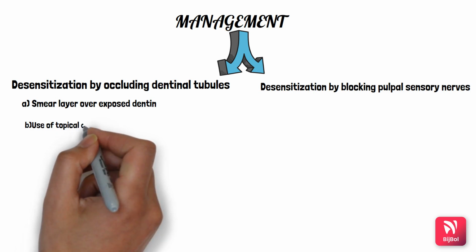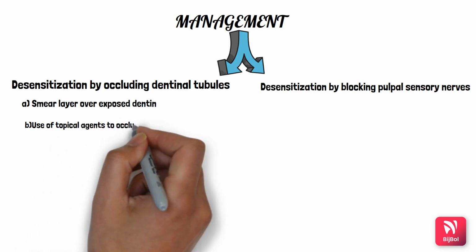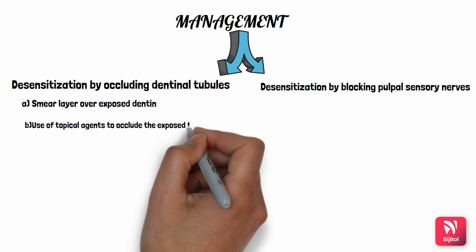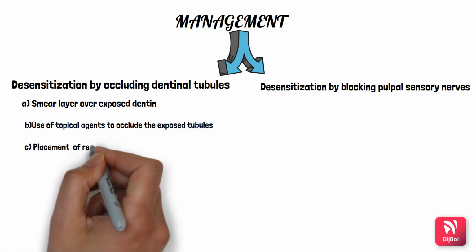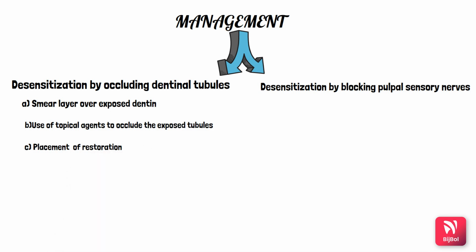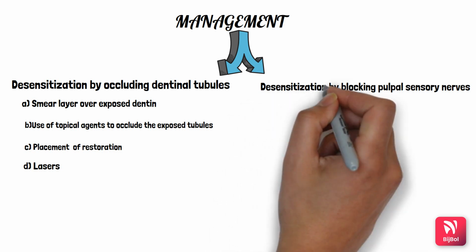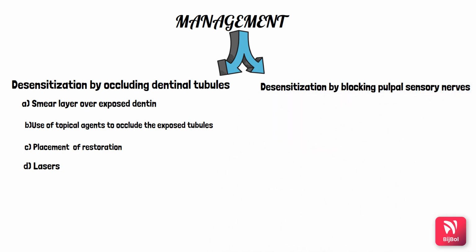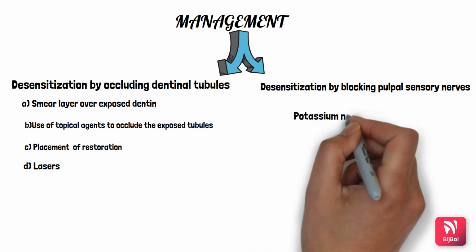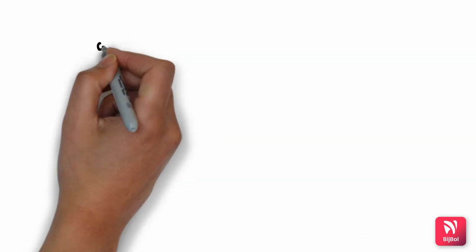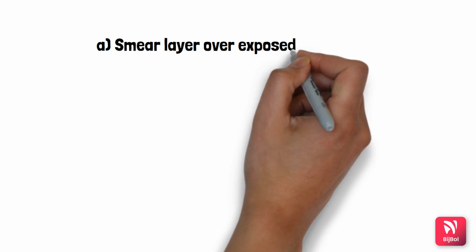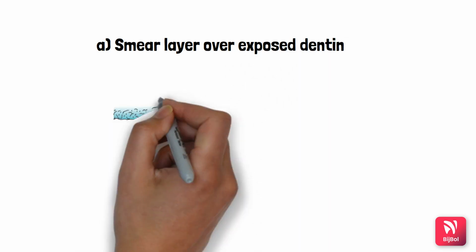the topical agents to occlude the exposed dentin, or by the placement of restorations, or by the use of lasers. These all will occlude the dentinal tubules, thereby causing desensitization. The next step would be desensitization by blocking the pulpal sensory nerves. This can occur by potassium nitrate paste or by use of other agents. First, we'll see the formation of the smear layer over the exposed dentin.